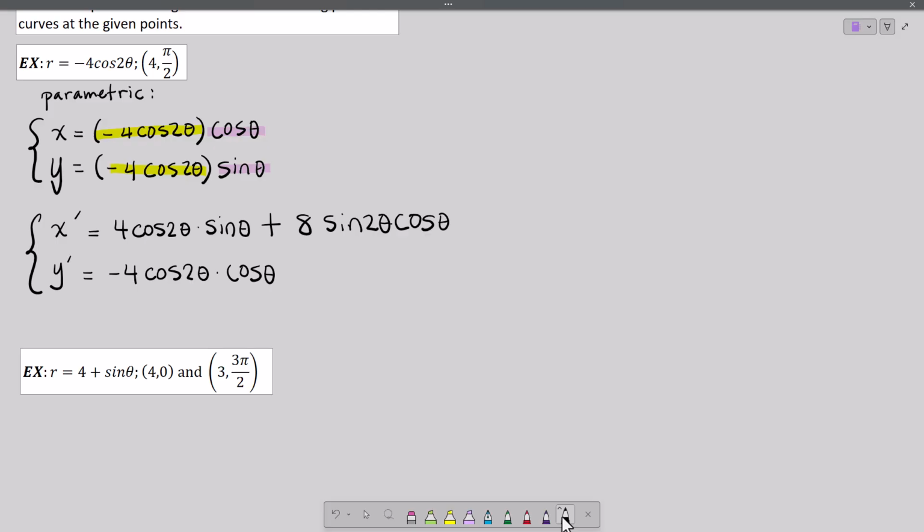Now the hard part, derivative first times second. The derivative of the first is a little more complicated. So derivative of the first is very similar to what we did here. Derivative of cosine is negative sine of 2 theta multiplied by 2, so that's going to give us 8 sine of 2 theta, just like it did above, times the second function, which is sine of theta. So now we have our two derivatives, x prime and y prime.